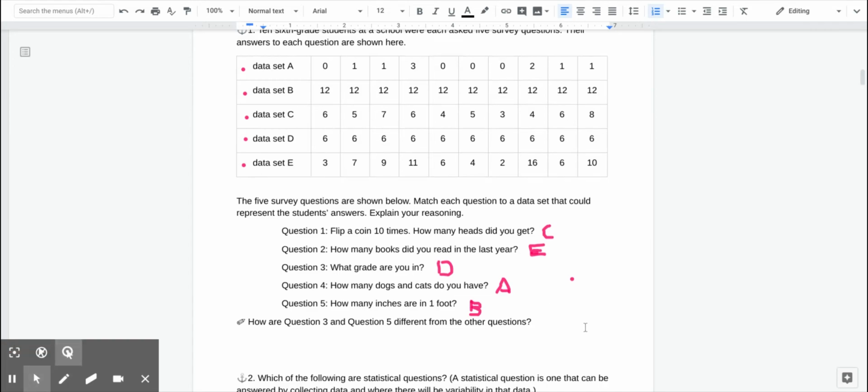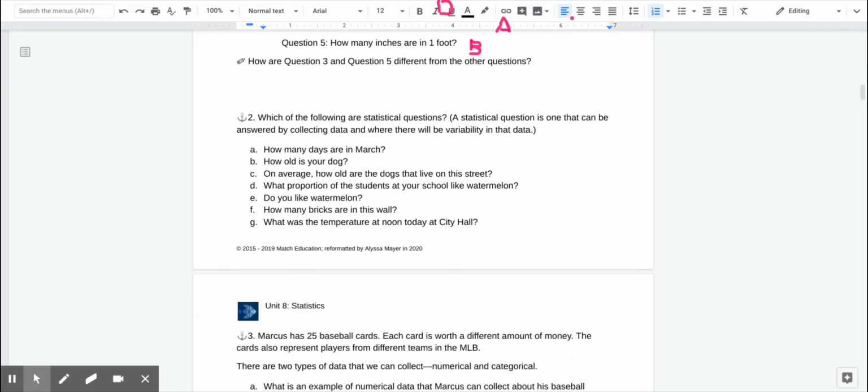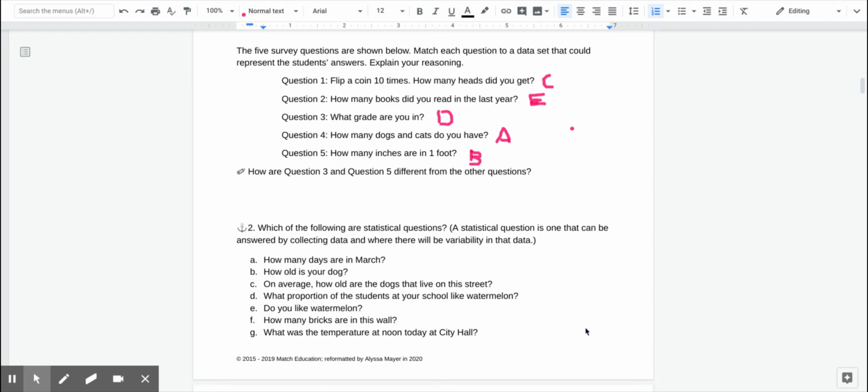Scroll down here. So if you didn't watch the previous video that gave you a mini lesson explaining what a statistical question is, you'll want to know that a statistical question is one where we can answer it by getting a data set. In other words, by getting different answers from different people. And we do expect that those answers will be different, not all the same all the way across, like what grade are you in asked of 6th graders.